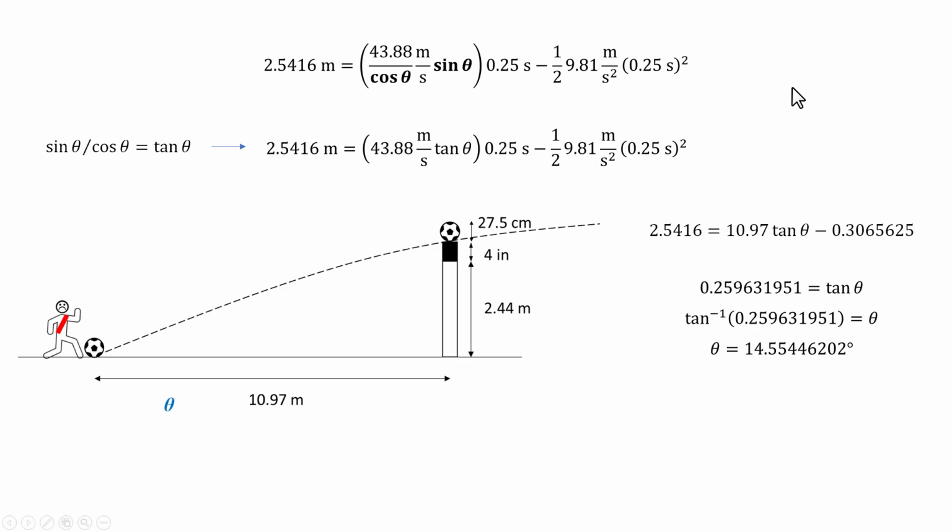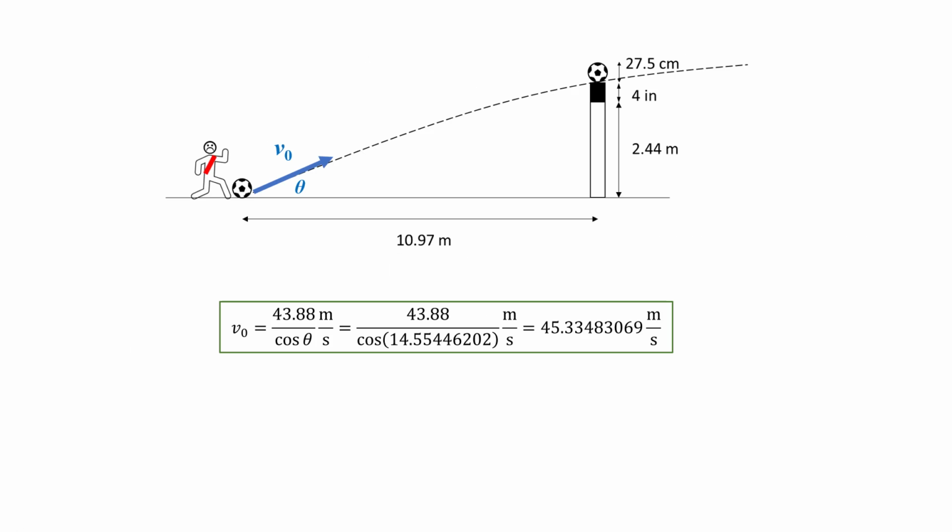Alright then, here's the answer and the step-by-step algebra involved. The launch angle is about 14.6 degrees. Finally, now that we know the angle, we can go back to one of those formulas from before, the one which had both v0 and theta in it. Here we can substitute the value of theta we just got and then calculate v0. The final answer for the initial speed of this projectile is 45.33 meters per second after taking into account the fact that all input variables were given with 4 sig figs.